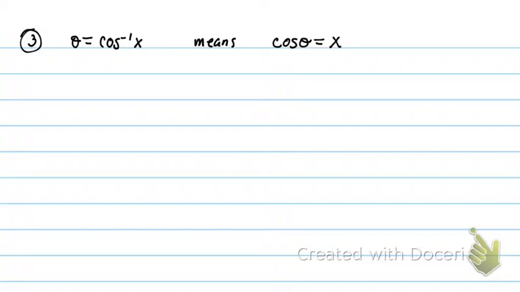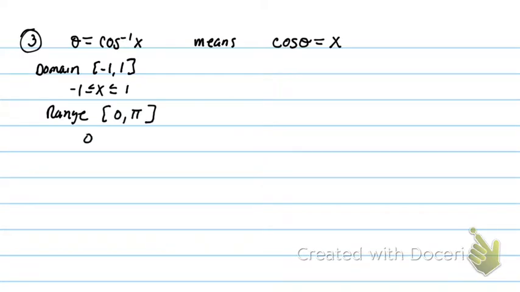Now, the restrictions on inverse cosine. Your domain here, I don't think you'll be surprised, is -1 to 1, or they'll say x is between -1 and 1. And then your range is going to be 0 to pi. And it is inclusive, so you will be able to include those two ends.